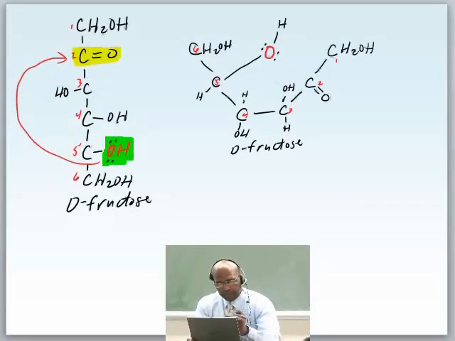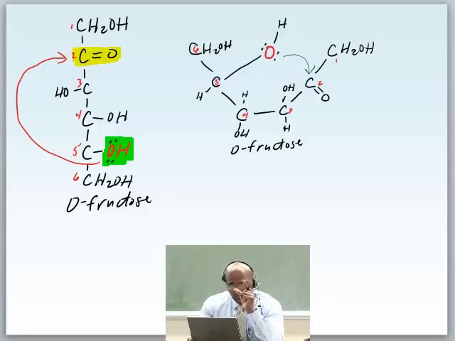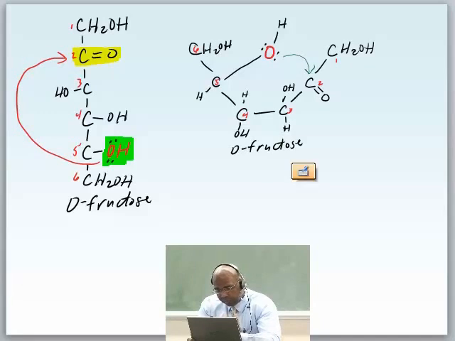Okay, and now what's going to happen next? The electrons here are going to attack this carbonyl carbon, and that's going to close the ring. And this hydrogen basically is going to be left to itself. It's going to be released. And so this hydrogen is going to come around and attach here with that O. And so now let's close the ring.